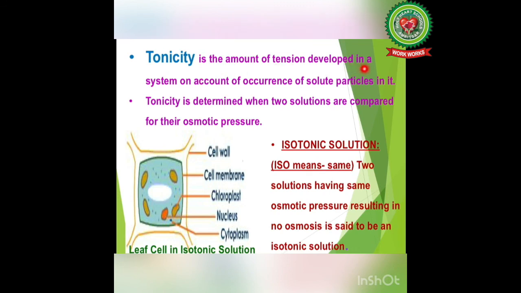Tonicity is the amount of tension developed in a system on account of the occurrence of solute particles in it. Tonicity is determined when two solutions are compared for their osmotic pressure. So, the solutions are of three types when compared for their tonicity. It is isotonic, hypotonic and hypertonic solution. So, first of all, talking about isotonic solutions. Iso means same. Two solutions having the same osmotic pressure resulting in no osmosis is said to be an isotonic solution.